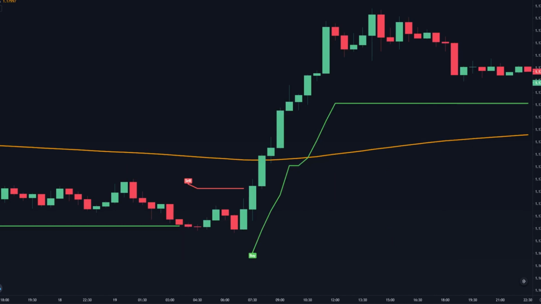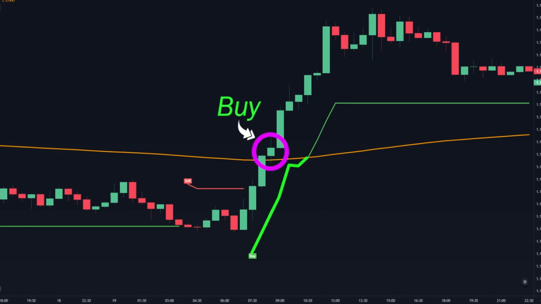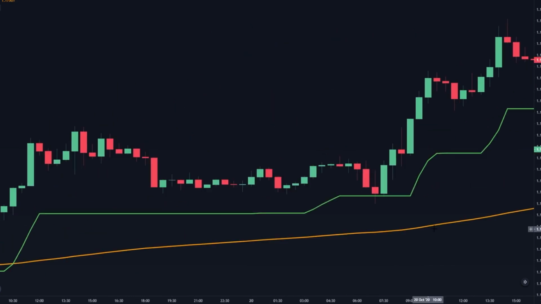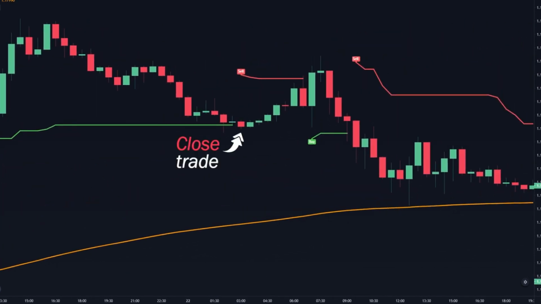In this chart, we can see that the super trend gave a buy signal, but the price is still below the 200 EMA line, so we don't want to take positions yet. Once the price crosses above the 200 EMA line, while the super trend is still colored green, that is the time where you want to take a buy position. And you close your trade here, when the super trend turns red.